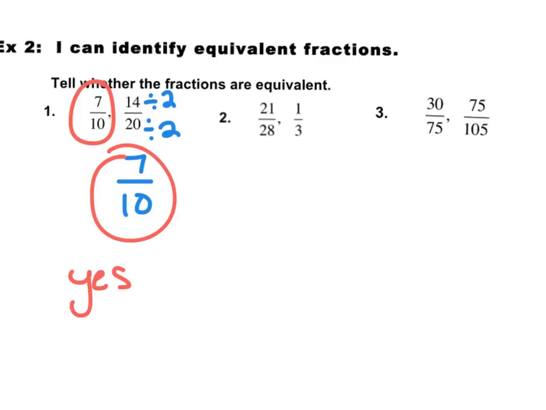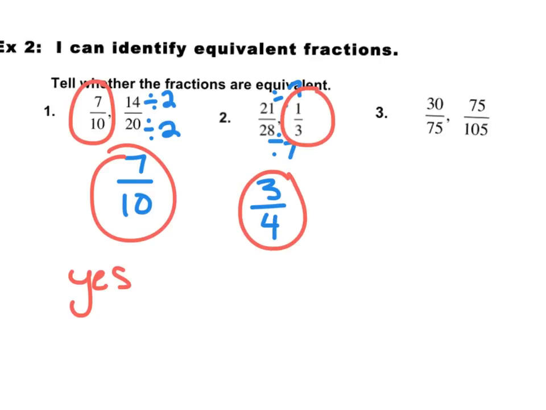Our next one, 21/28: I can divide the top by 7 and the bottom by 7, giving me 3 all over 4. Well, 3/4 is not equal to 1/3, so the answer to whether those are equivalent is no.